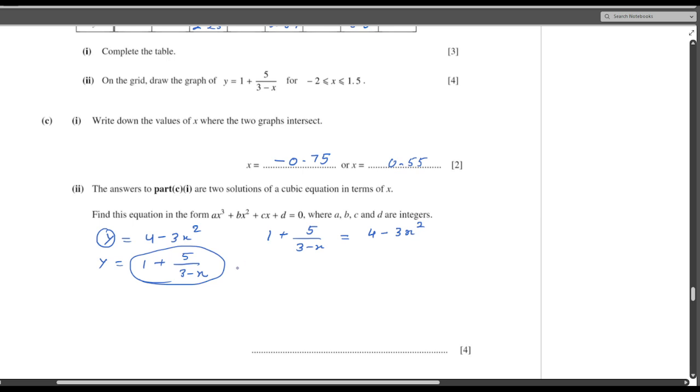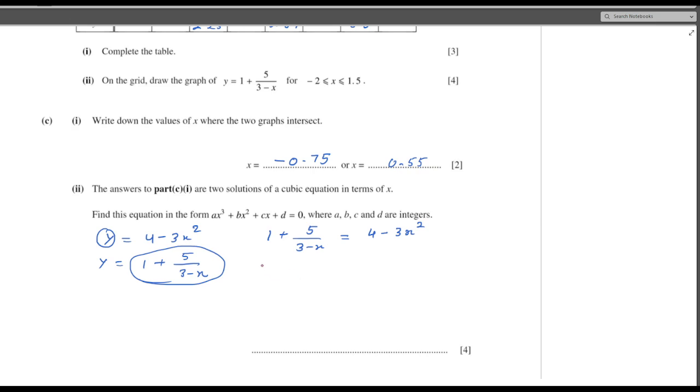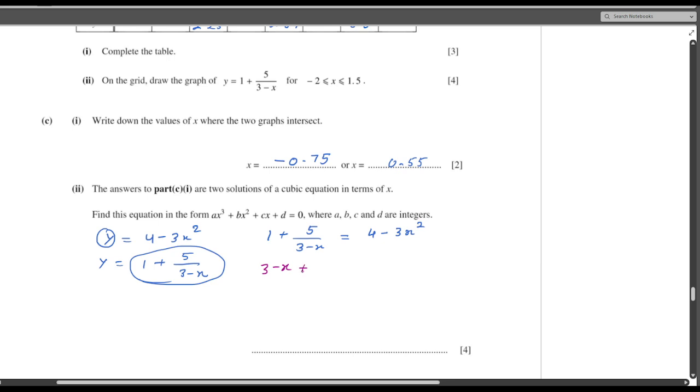Now if I cross multiply over here, I get 3 minus x plus 5, whole divided by 3 minus x, is equal to 4 minus 3x squared. So 5 plus 3 is 8, so I have 8 minus x. Now this 3 minus x I move to the other side, so it is 3 minus x times 4 minus 3x squared.